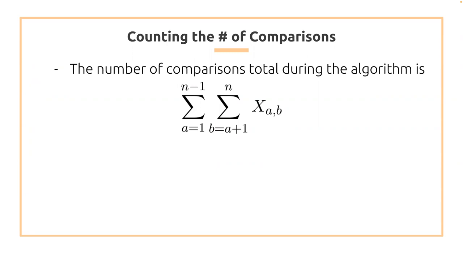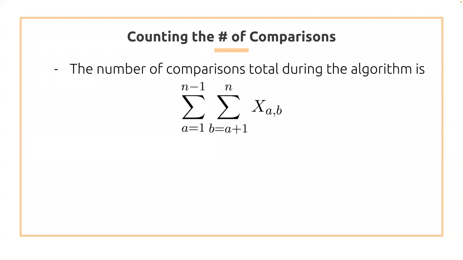These are two summations where you start with x 0, 1, and then add x 0, 2, x 0, 3, x 0, 4. And then add x 1, 0. Well, it actually skips x 1, 0 because we don't want to double count, but it says add x 1, 2, x 1, 3, x 1, 4.